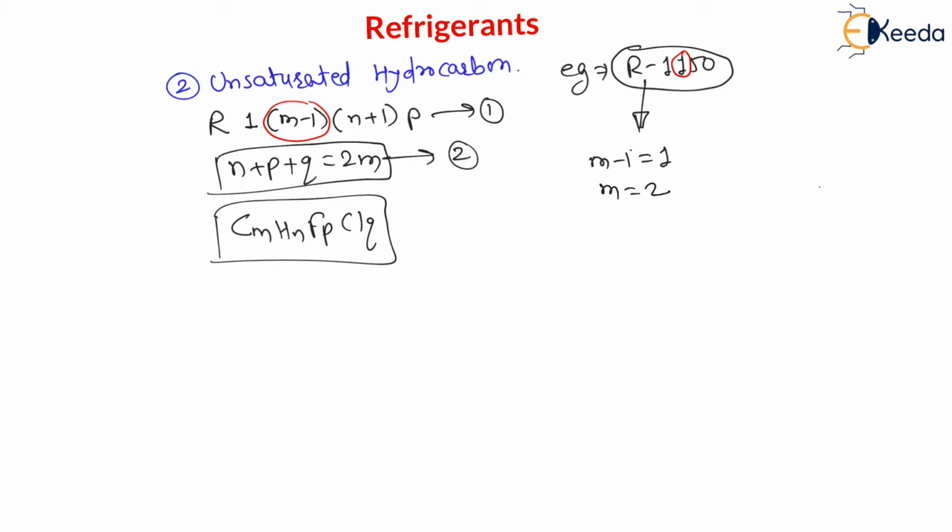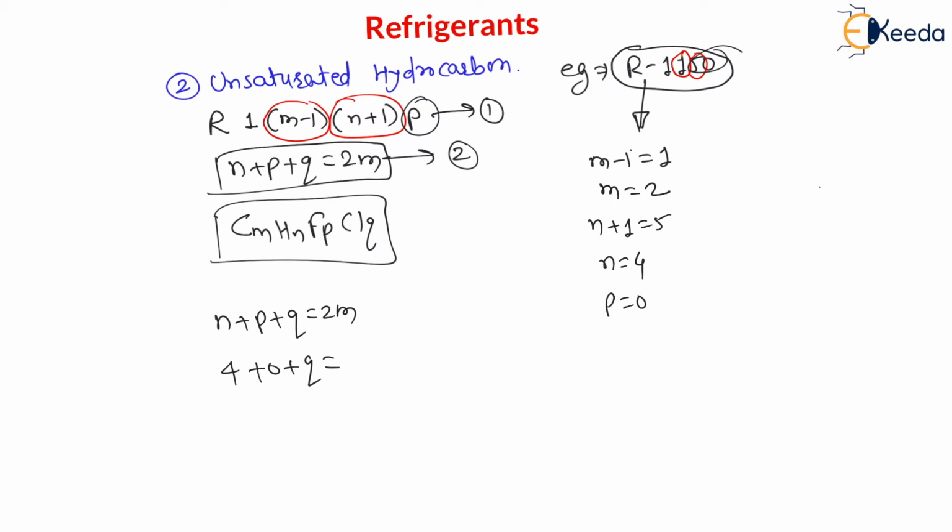Again, the third number is n plus 1, which is 5. Therefore n plus 1 is equal to 5, so n is equal to 4. And the last number p is 0. Therefore p is equal to 0, right? Now let us find q. n plus p plus q is equal to 2m. Therefore n is 4, p is 0, q we have to calculate is equal to 2 into m, which is 2, right? Therefore 4 will get cancelled and q is equal to 0.